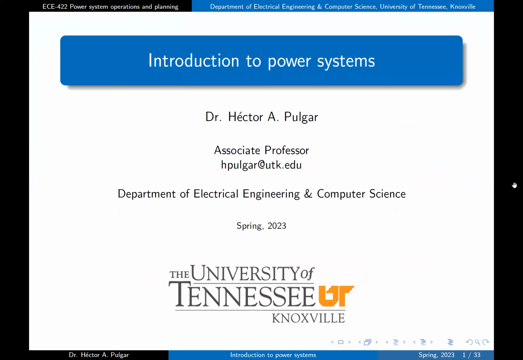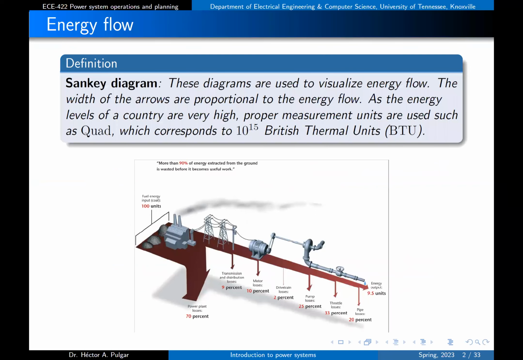We will talk about the power system in general. Some of these slides come from 325 as well, but I'm focusing on the dynamic aspect now. Typically, to describe the power system energy flow, we use this type of diagram, a Sankey diagram. Basically we use an arrow that indicates from where to where the energy is flowing, and the width of this arrow is proportional to the amount of energy flowing between those two points.